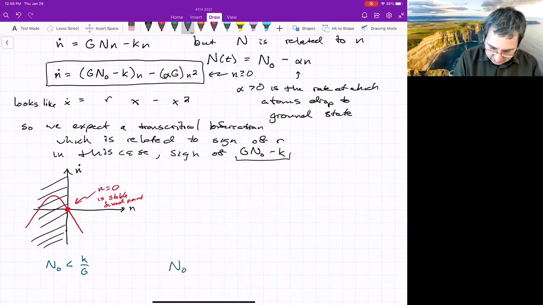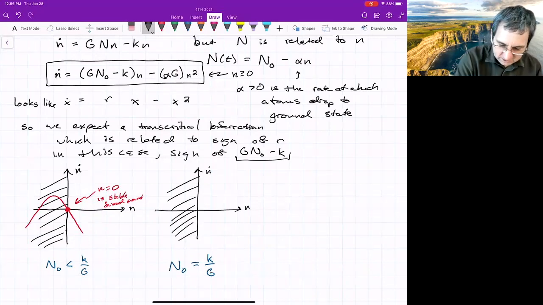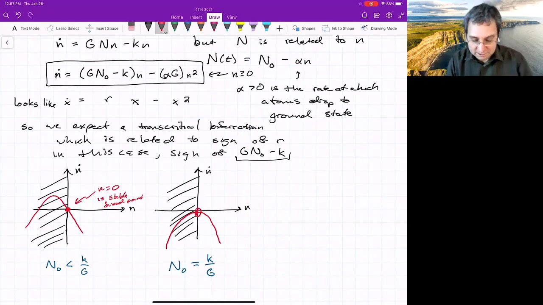The middle case would be n naught equals k over g. And again, we could plot this, n dot versus n, hashing out the right side, but keeping it because we learned to plot with that. We've got a parabola that touches the n axis. And so we have this equilibrium point here that we might call half stable. This is the bifurcation point, because what's going to happen after this?